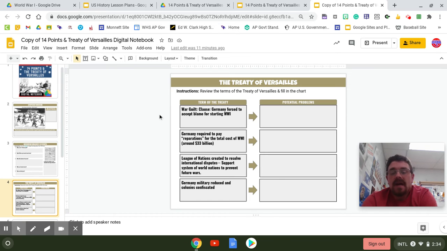The next piece is looking at what the Treaty of Versailles actually did. And what it did was it slapped Germany square in the face. And we're going to take a look at 4 different things and what the potential problems to those terms of the treaty or parts of the treaty were.